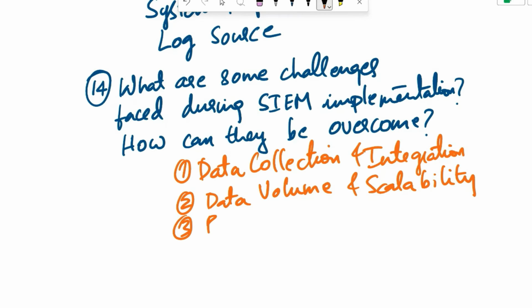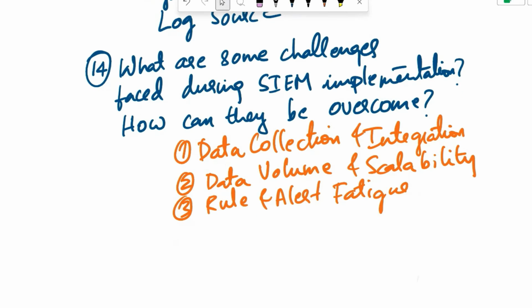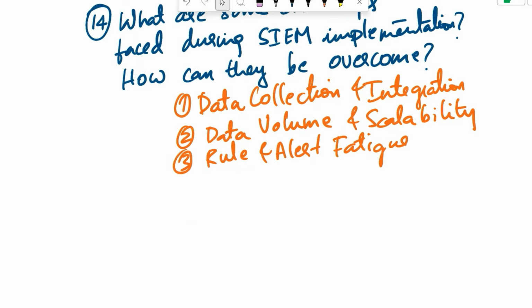Next one is rule and alert fatigue. Generating too many alerts, including false positives, can overwhelm security teams and lead to alert fatigue. The solution here is to refine correlation rules to reduce false positives, implement dynamic thresholds and adaptive behavior analysis to trigger alerts only for meaningful events. Regularly review and update rules based on evolving threats.